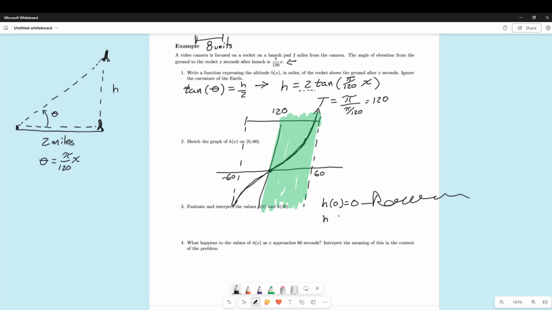At 30, okay, plug in 30. 30 and the 120 would cancel, so we'd have pi over 4, tangent of pi over 4 is 1, 2 times 1 is 2, so 2, and it would be miles, because that was miles. So after 30 seconds, how high is this thing? Well, after 30 seconds, it's 2 miles high. So it is 2 miles high after 30 seconds.